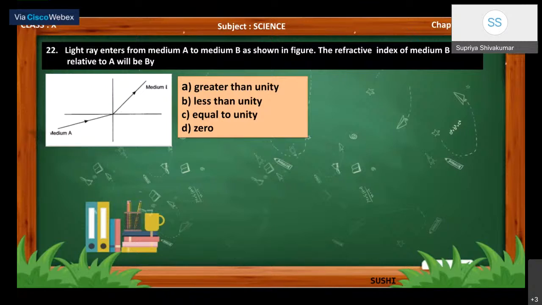So a ray of light is passing from a denser medium to a rarer medium. Denser medium to the rarer medium.